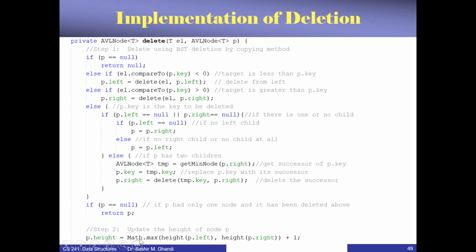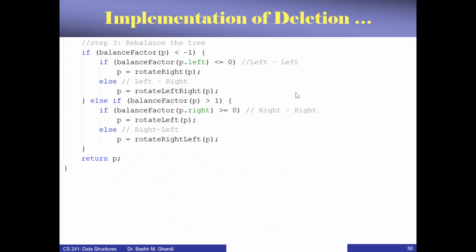P.height becomes the maximum of the height of P.left and height of P.right plus 1. Now, based on this P.height, we will have to decide if there is a need for rotation to balance the tree or not. That is step number 3. And this is exactly as we saw in the algorithm for deletion. Actually, the code here was copied and pasted there.